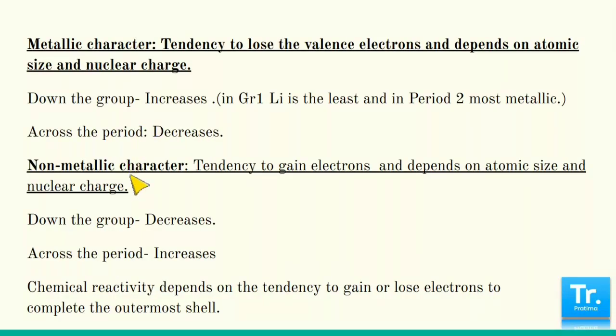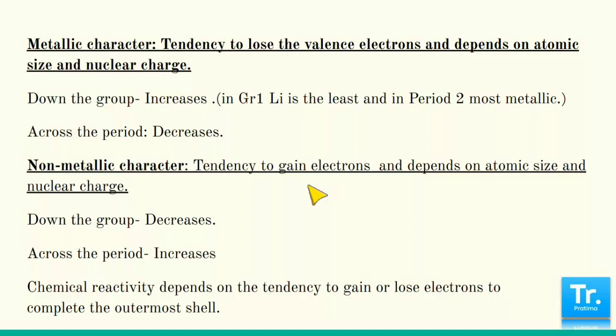non-metallic character. Here non-metallic character is the tendency to gain electron, like metallic character is loss of valence electron, this is gain of valence electron. So the tendency to gain electron so as to attain stability or complete the valence shell, that is octet or duplet in the first shell.